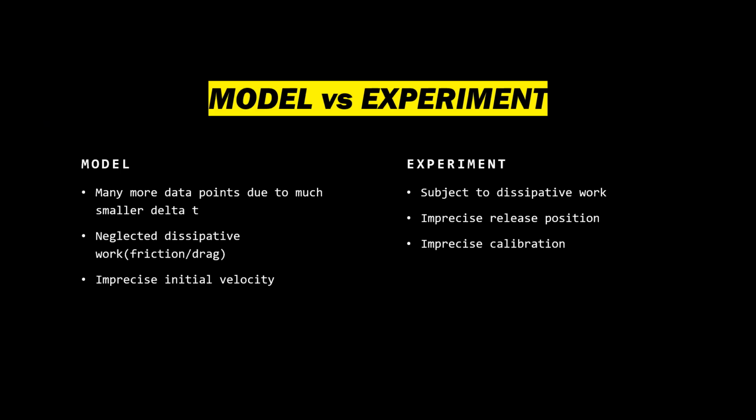This is the slide where I compared the model versus the experiment. As you can see, a few things that I mentioned before. In the model, there were many more data points, so it was much more precise. It doesn't have the friction and drag calculated in, like it's just apparent in the real world. And of course, the imprecise calibration and the imprecise velocity.